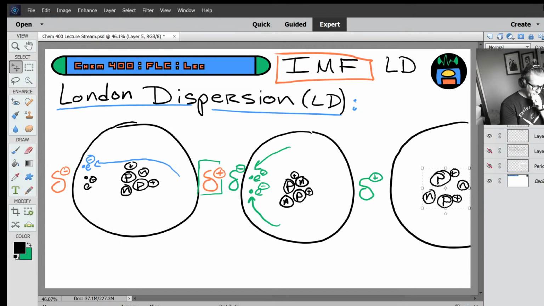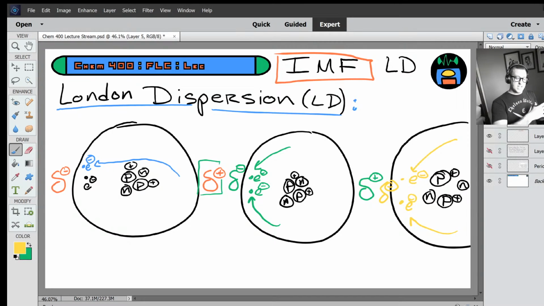In this atom, its electrons are going to move towards the partial positive, creating a partial negative, and on the other side a partial positive. We can't see it, it's off frame, but that happens. And this kind of daisy chains, all right? This is London dispersion forces at work, all right?